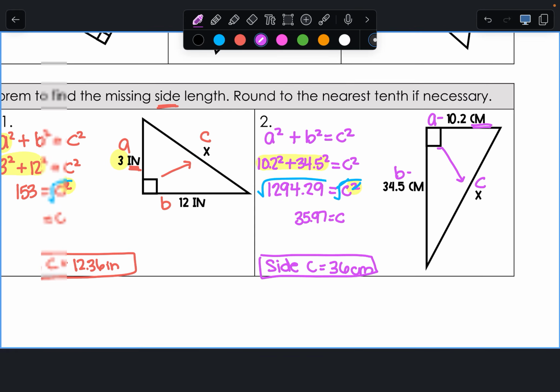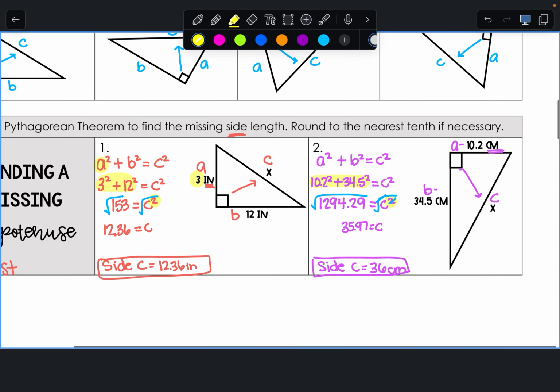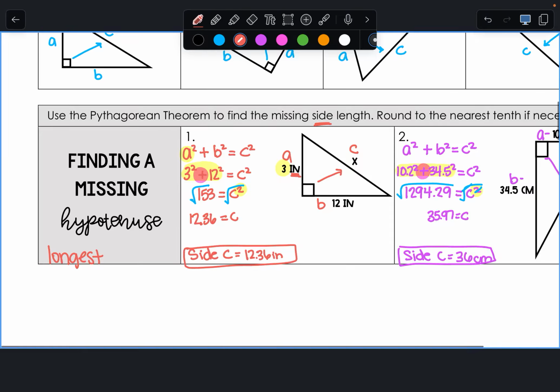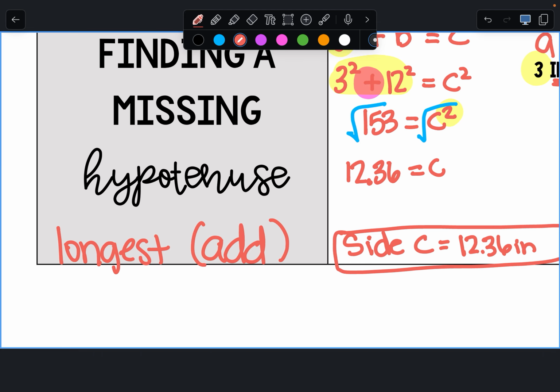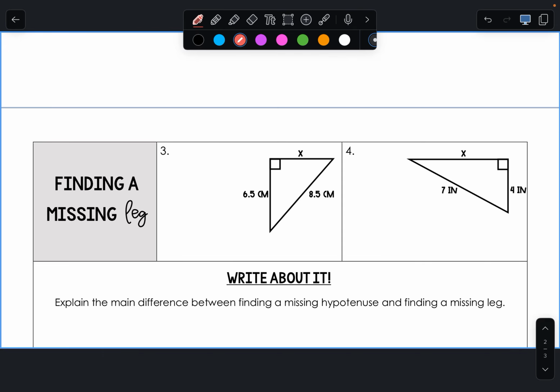So, whenever you are looking for side C, what did we do with our numbers? We ended up adding them. So if you're looking for the longest side, you're going to add. If the side that you're missing is one of the legs, you're missing one of the shorter sides. If you're missing the longest side, you're going to add. But if you're missing the shorter side, what do you think you're going to do? Subtract.